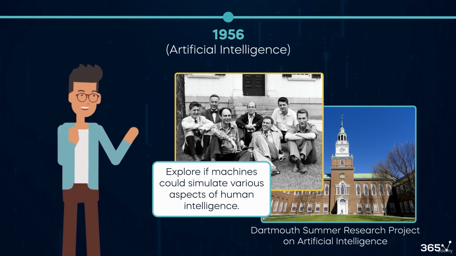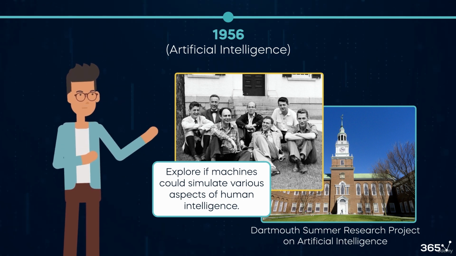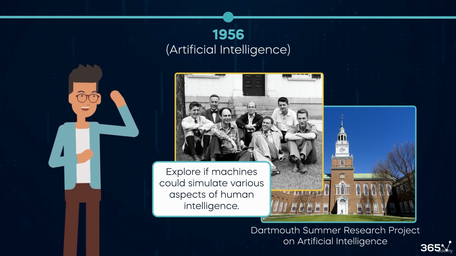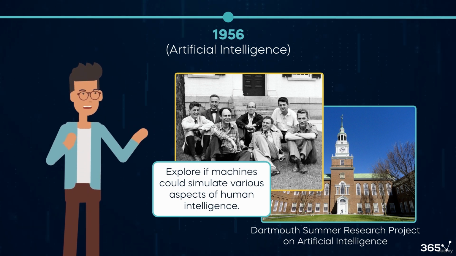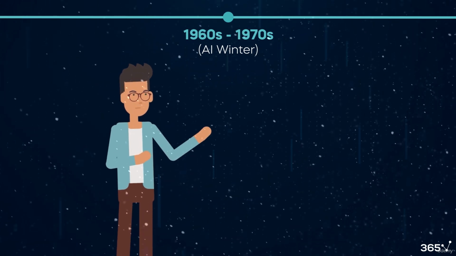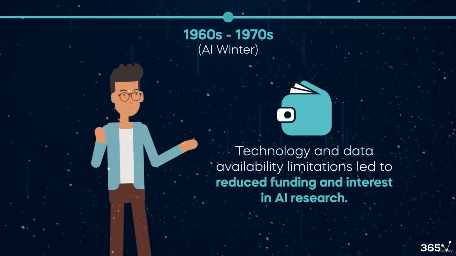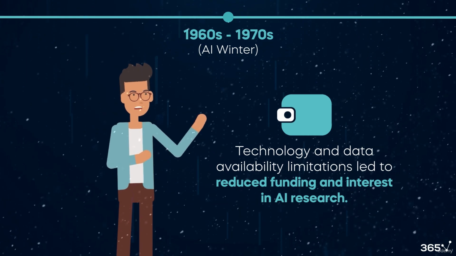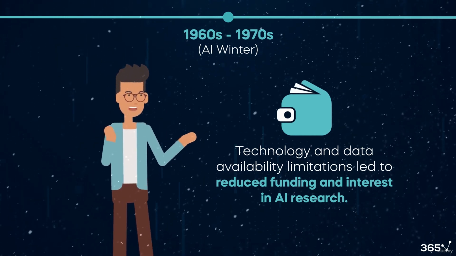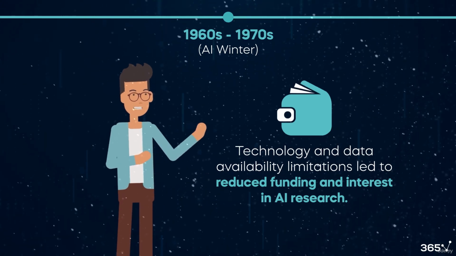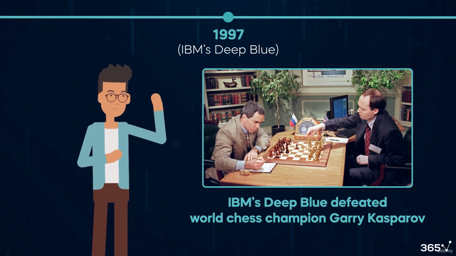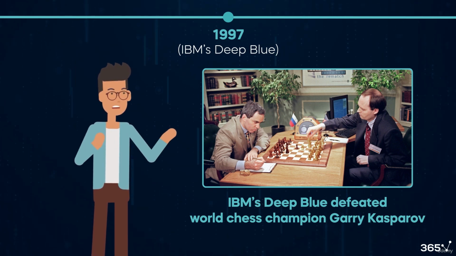As you can see, scientists have taken inspiration from human intelligence and aimed to impart it to machines from the very beginning. The AI research community has faced many challenges. The 1960s and 70s are known as the AI winter. Technology and data availability limitations reduced funding and interest in AI research. AI didn't make big headlines for decades, until 1997, when IBM's Deep Blue defeated world chess champion Garry Kasparov.